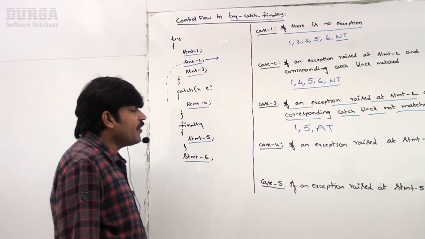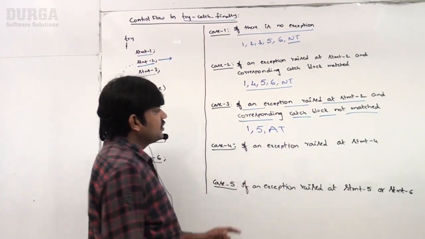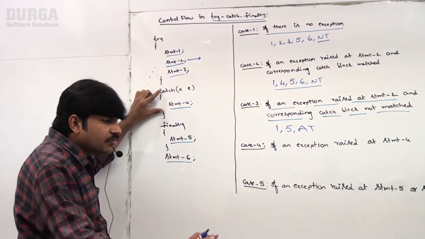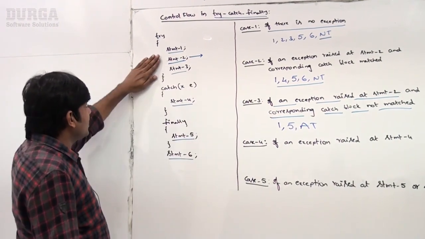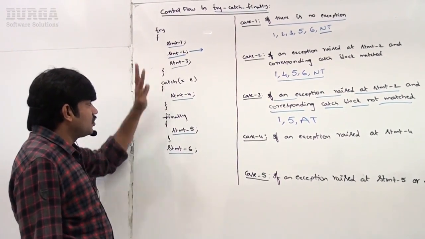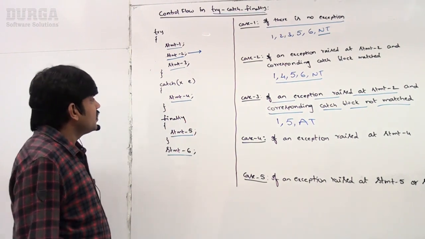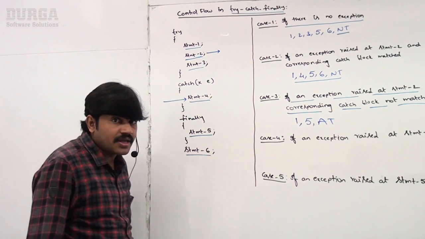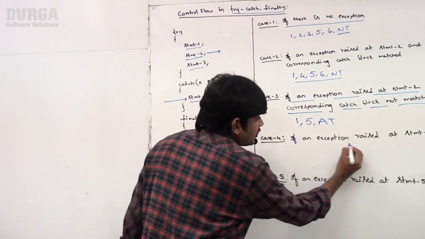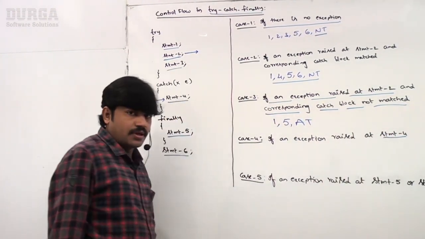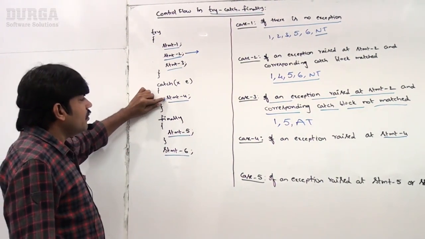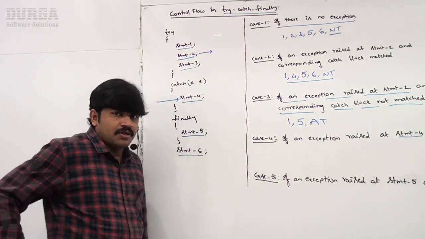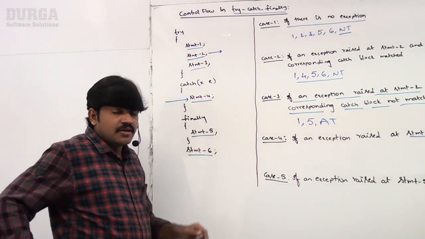Sir, now if an exception is raised at statement 2, whether the catch block is matched or not matched, what will happen? We covered that, right? Even the same story is applicable for statement 3 also. Okay, well. Now my question is, if an exception is raised at statement 4, observe carefully, sir. Is statement 4 part of the try block or outside the try block? Outside the try block. Have you remembered, right?